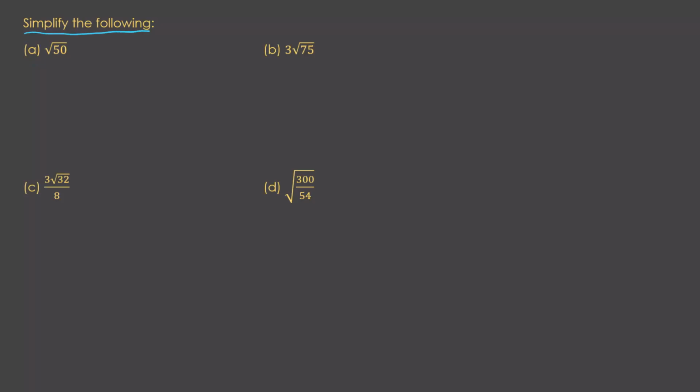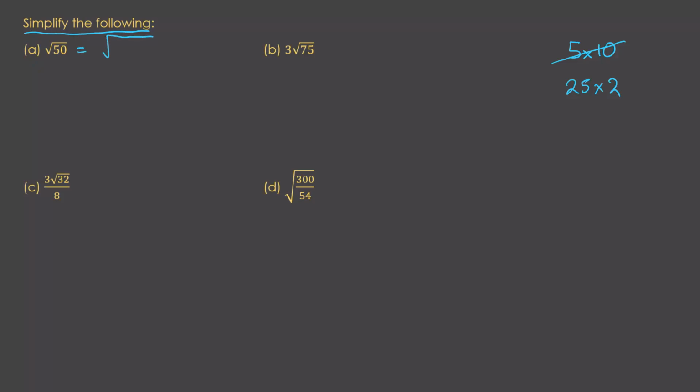We want to simplify the following. The first one's root 50. Now remember, you could split 50 into something like 5 times 10, but that's of no use to us here because neither 5 nor 10 is a square number. We can use 25 times 2 because 25 is a square number.